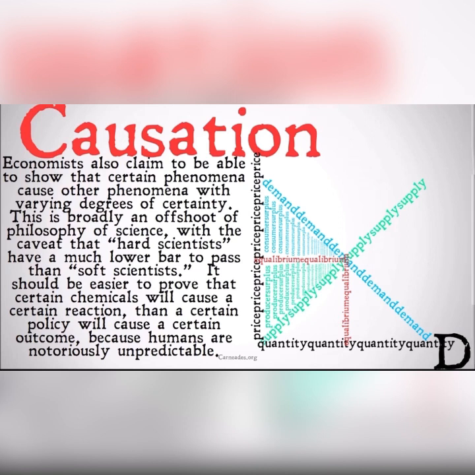And that becomes much more difficult than some of the more basic things in the hard science. So this part of philosophy of economics is broadly an offshoot of philosophy of science, with the caveat that hard scientists have a much lower bar to pass than quote-unquote soft scientists. It should be easier to prove that certain chemicals will cause a certain reaction than that implementing a certain policy on a country will cause a certain outcome. That cutting interest rates will always have a certain outcome on a country. Because humans are notoriously unpredictable, and countries change in a broad way much more than the rules for chemical reactions.